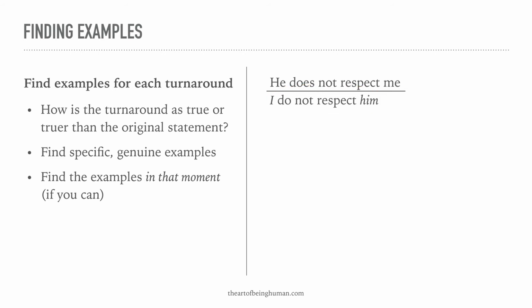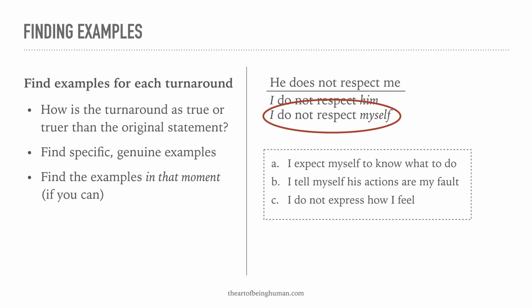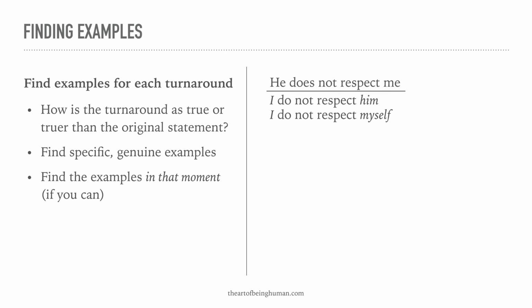In this case, another way to turn the statement around is, "I do not respect myself." And so again, we open our minds to allow examples of how this turnaround is true in the situation to show up. In my case, they could be, I expect myself to know what to do, which isn't very respectful. I tell myself that his actions are my fault, and as such disrespecting myself, and I do not express how I feel, which is also not being very respectful toward myself. And once we've found at least 3 examples, we move on to the next turnaround and look for 3 more.